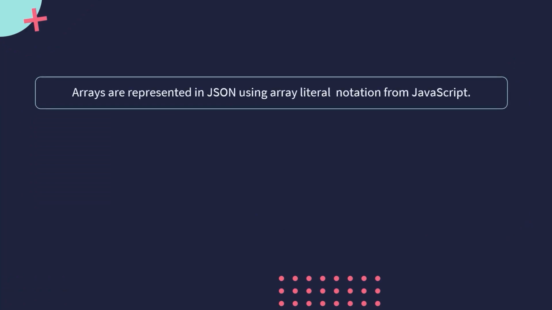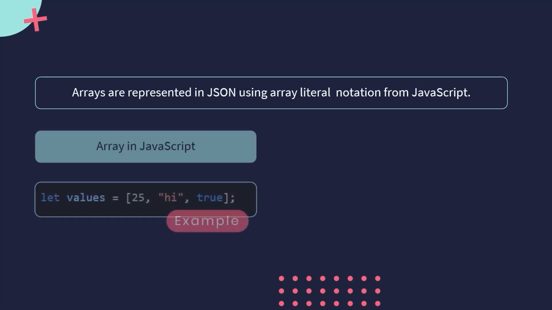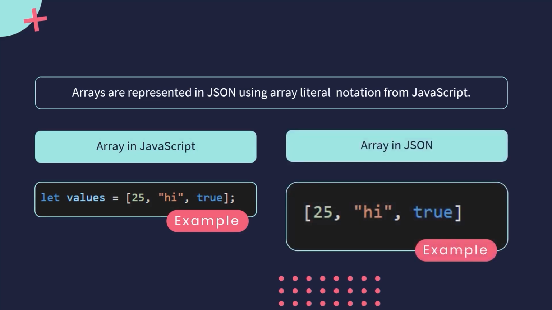The second complex type in JSON is the array. Arrays are represented in JSON using array literal notation from JavaScript. For example, this is an array in JavaScript. We can represent this same array in JSON using a similar syntax. Also note the absence of a variable or a semicolon.